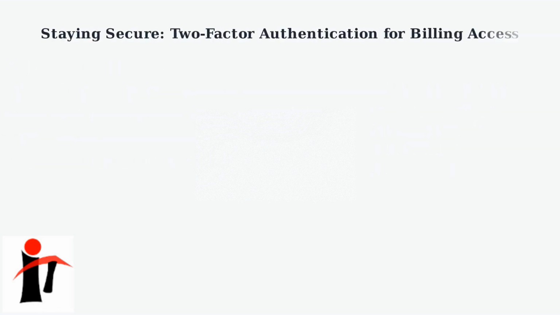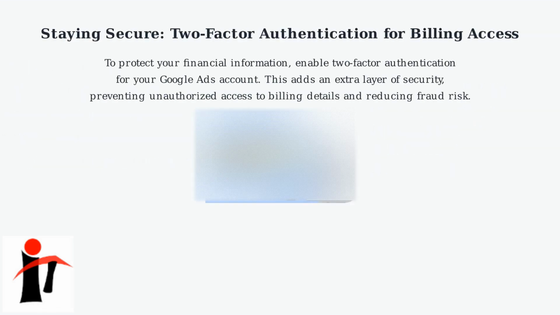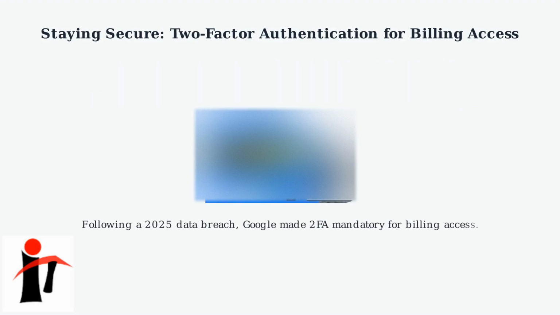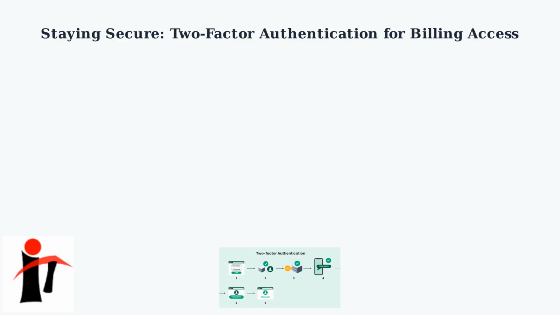To protect your financial information, enable two-factor authentication for your Google Ads account. This adds an extra layer of security, preventing unauthorized access to billing details and reducing fraud risk. Following a 2025 data breach, Google made 2FA mandatory for billing access. The process involves your password plus a code sent to your mobile device. Enable 2FA in account settings to secure your billing information.